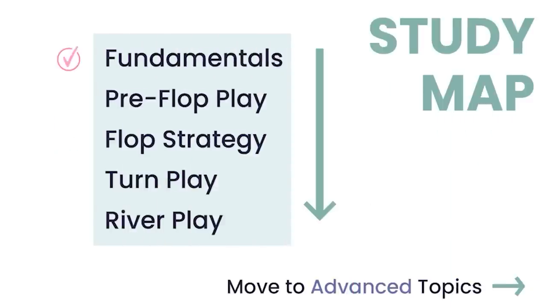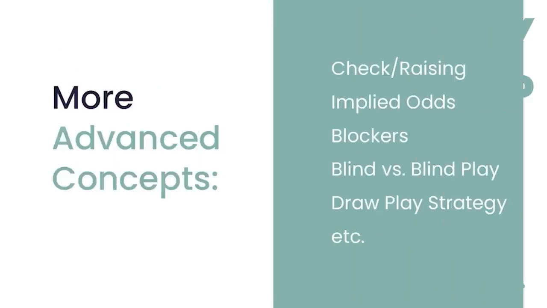So now that you understand the fundamentals and have a basic understanding of pre-flop, flop, turn, and river strategy, you can start working on more advanced concepts like check raising, implied odds, blockers, blind versus blind play, draw play strategy. Those things you should be studying individually. So learn what implied odds are, learn what your check raising strategy should be and really focus on that each week.